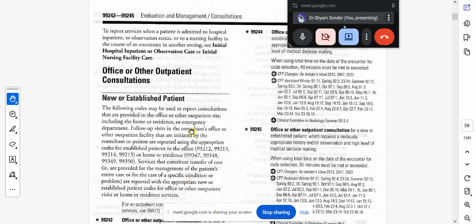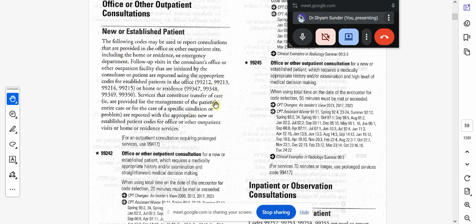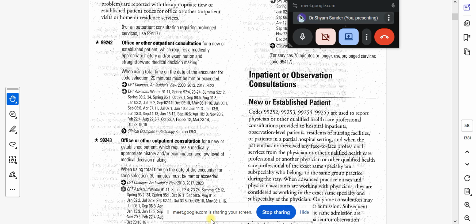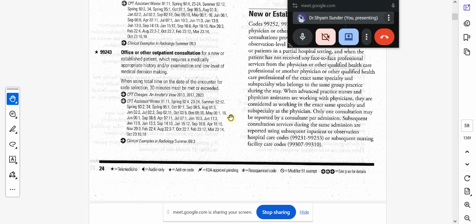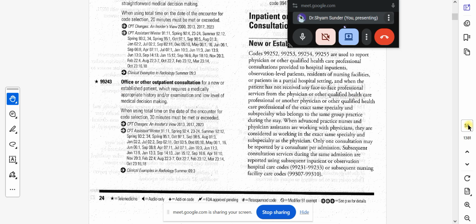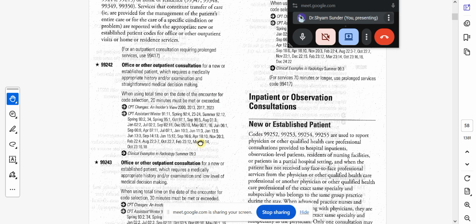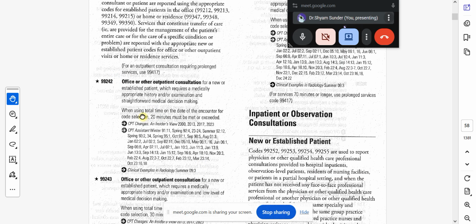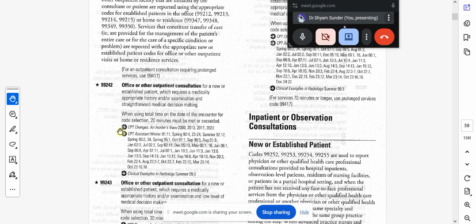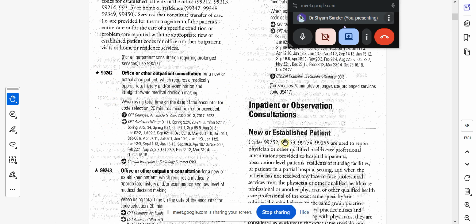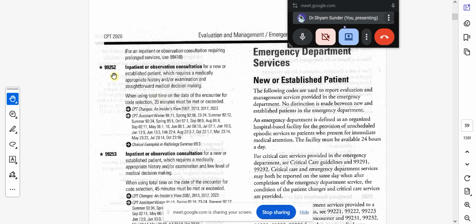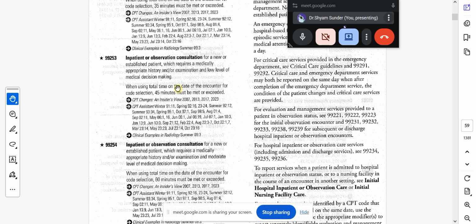Now we have only four levels. Sir, please go through page number 40; it shows something different. We are on page number 24 now, I mean the PDF page number. Okay, I was confused. So again, whether the patient is new or established, the codes are the same: 99242, 243, 244, 245. But if it's inpatient, your codes start with 99252, 253, 254, 255.